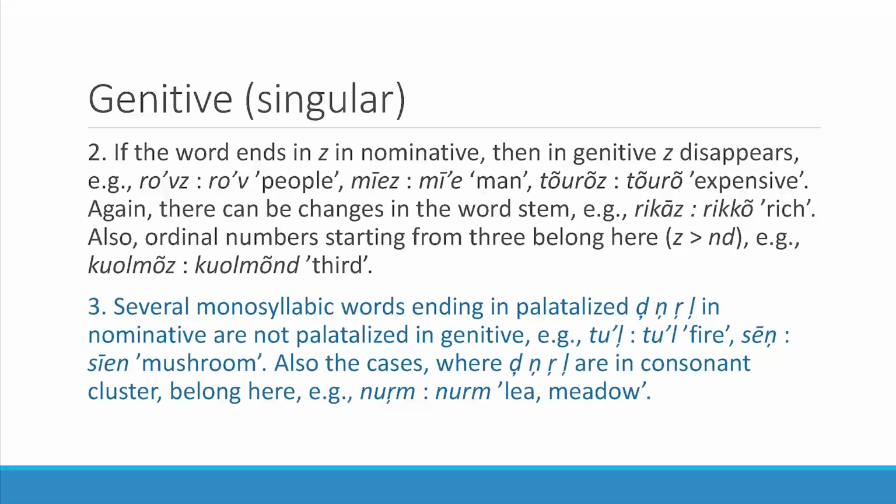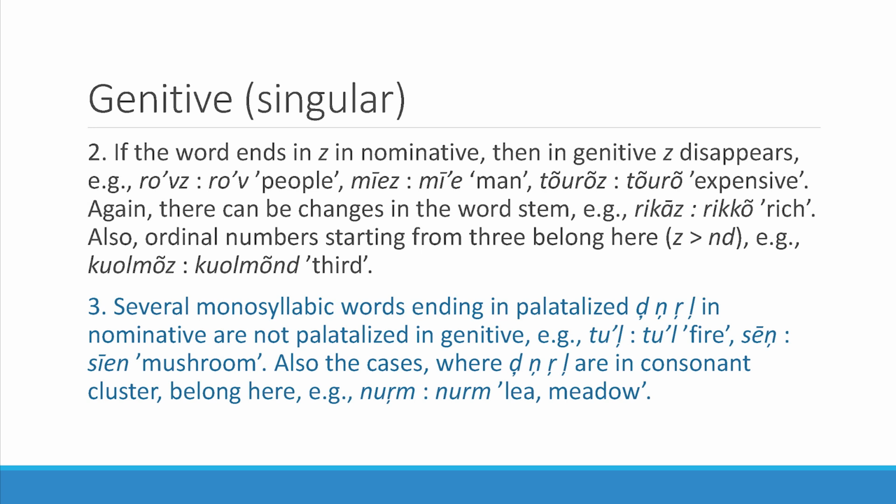Then there are words that end in z in nominative case. Then in genitive, this z disappears. So for example, in the word rovs, the z disappears and it's rov. Mies, mie. Taurus, taura. And there can be changes in the word stem again, like in rikas, but rikka in genitive.